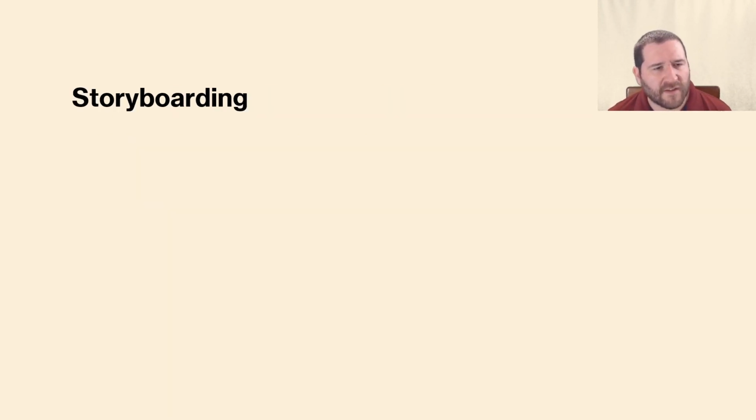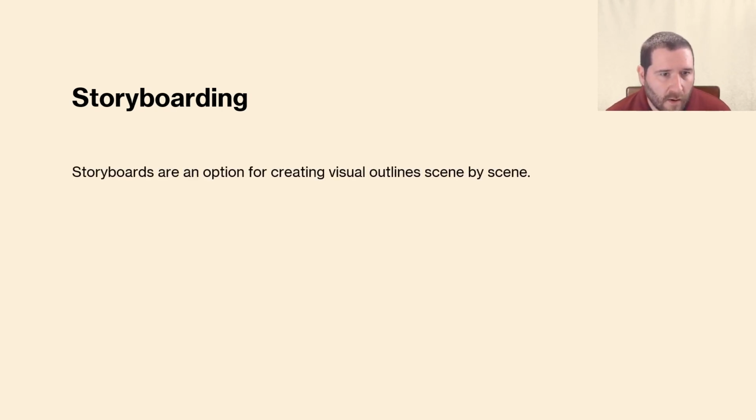All right, so now we have an overall outline. If we want to start getting into the details, what we can do is use a technique called storyboarding, which you might have seen from film and video. Storyboarding is an option for creating visual outlines scene by scene. So now we have the big picture scope of our lesson. What is happening scene by scene, detail by detail, slide by slide, if we're talking a presentation.